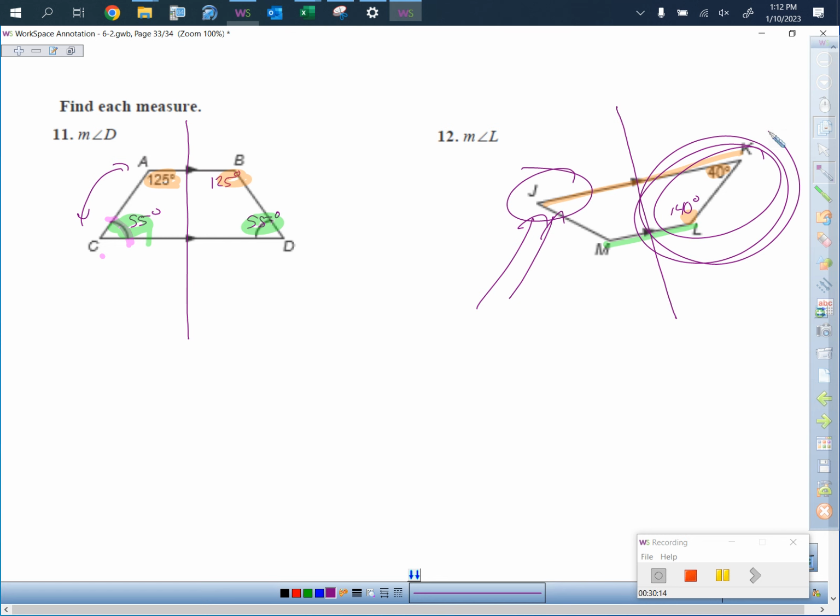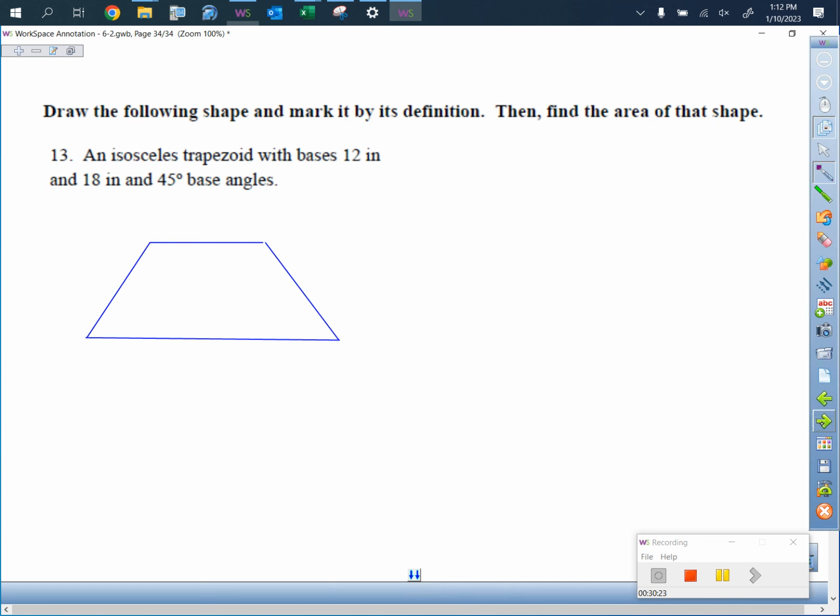All right, and then what do we got here? This guy right here, so we'll make sure he's an isosceles trapezoid by drawing him correctly by definition. It's got bases of 12 inches and 18 inches, so we'll make the short one short and the long one long. Ooh, 45-degree base angle, so we'll put those in, 45, 45. And they want us to find the area of that shape. Well, we'll drop in some height since we'll need that height.